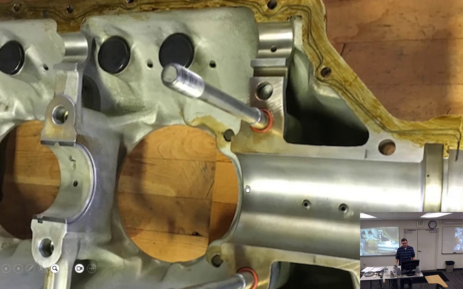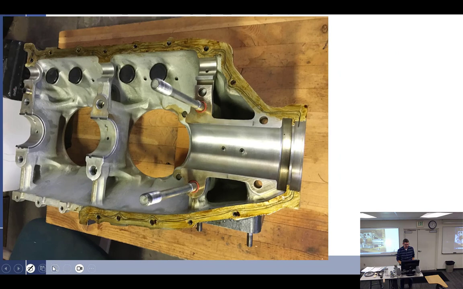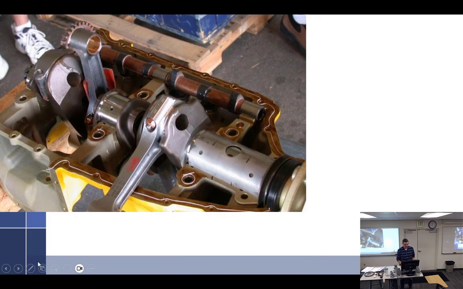Then when you get all done, and there is a picture in the manual that shows you exactly how it should go, you take a step back and you say, all right, I'm a drop of oil, and do I make it out of the engine?